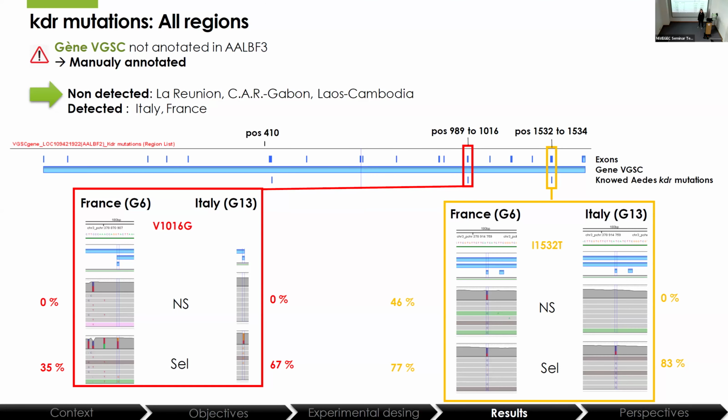We agree that what you align here is the genome. Yes, genomic data. The reads are not transcriptomic. Here it is genomic data. Okay. Thank you.